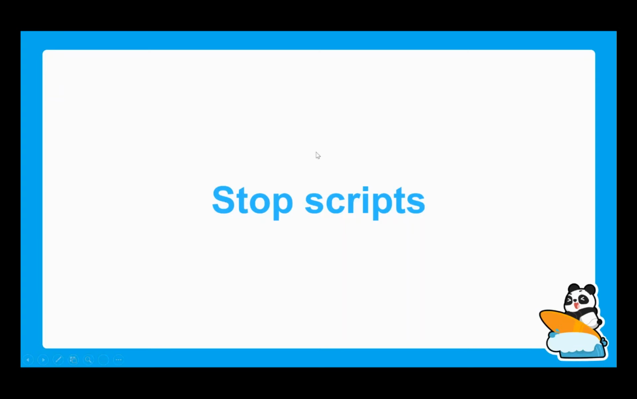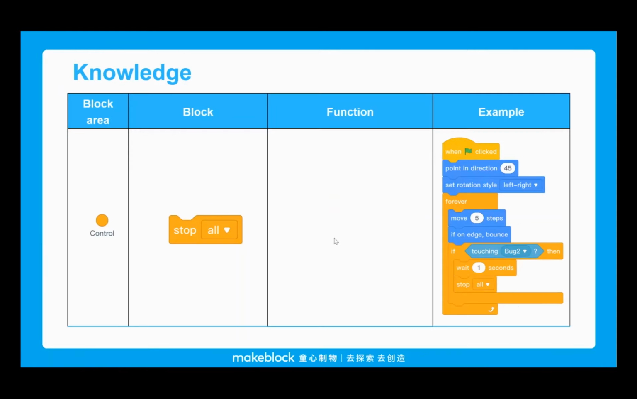Okay, so a really important part of a game that we're building up: if something happens to end the game, we want everything else within the game to end or to stop. So that's where this new block comes into importance. Okay, so stop scripts. This enables us to make something stop, to end the game once a particular condition has been met.